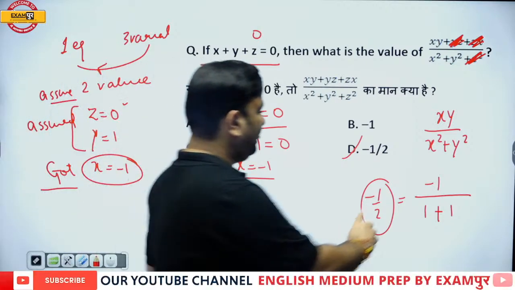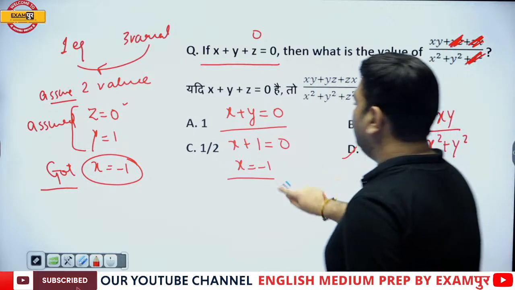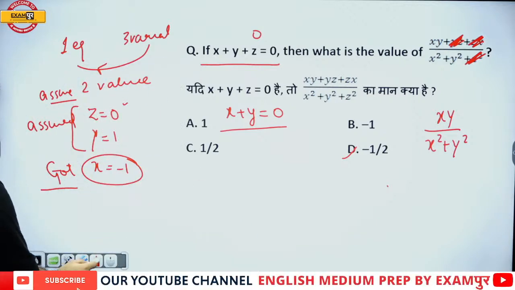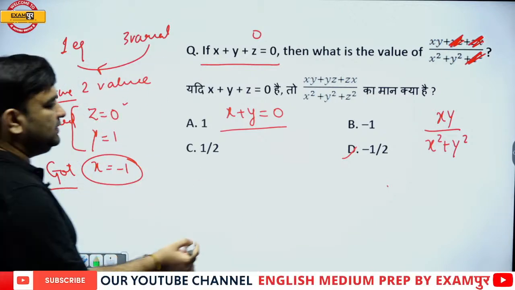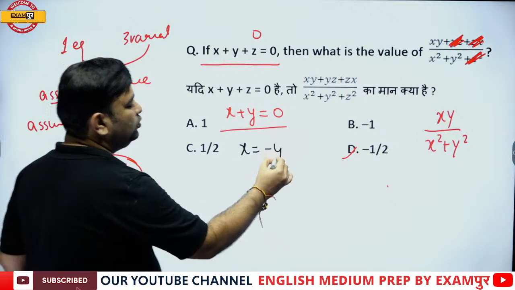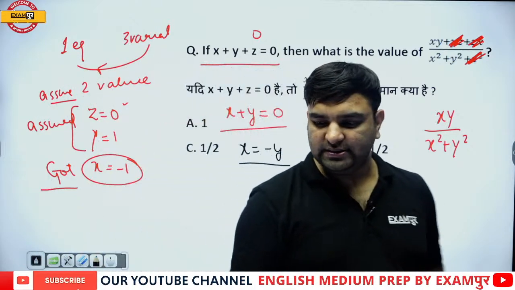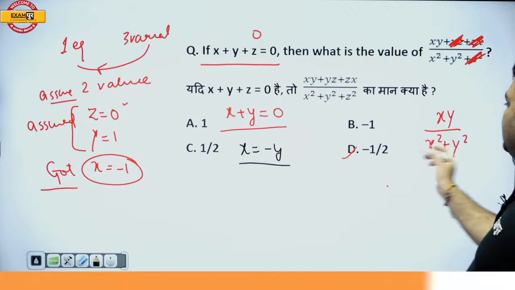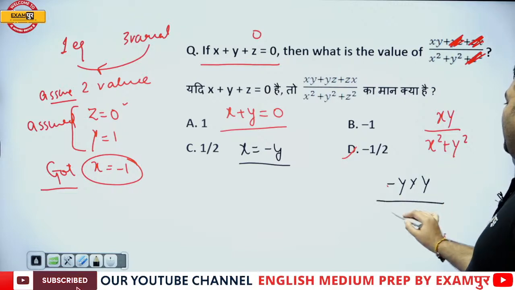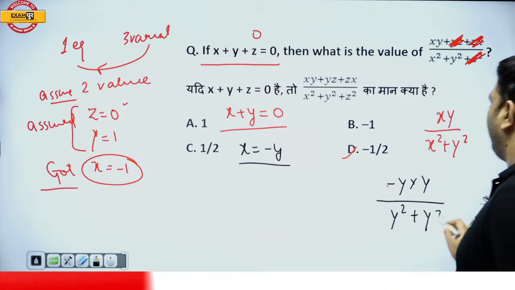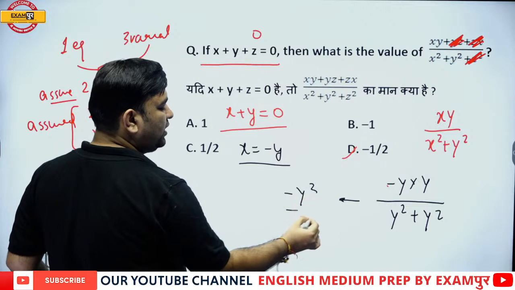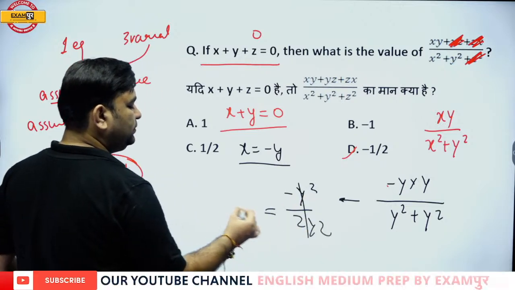How do I do that when I get x plus y equal to 0 and (xy + y²)/xy is being asked? I only do one thing: I write x equal to minus y, or y equal to minus x. So minus y into y upon minus y squared is minus y squared plus y squared, which comes out to be minus y squared upon 2y squared, that is minus 1/2.